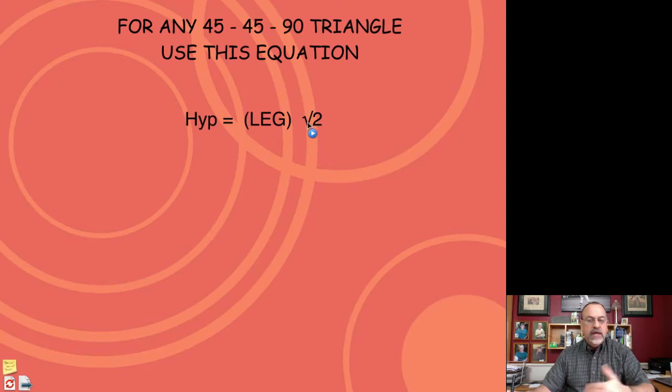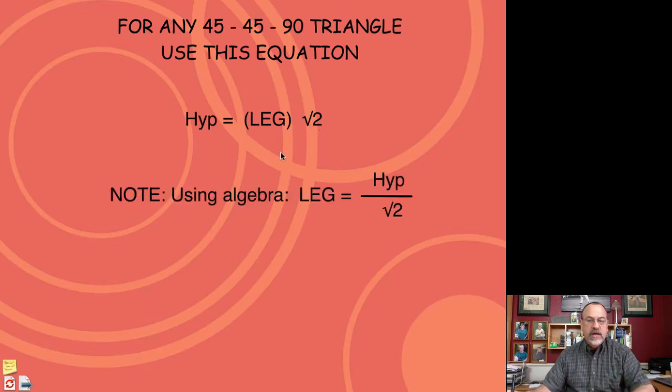Applying a little algebra, solving this for the leg, we can then get that the leg is equal to the hypotenuse divided by radical 2. That's just an algebraic manipulation of this, where we solve for the leg, so we divide by what we don't want, and that is the square root of 2.